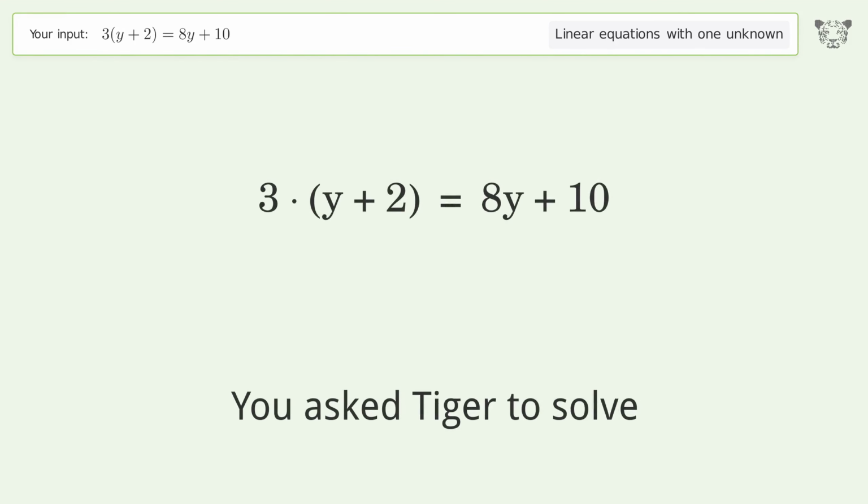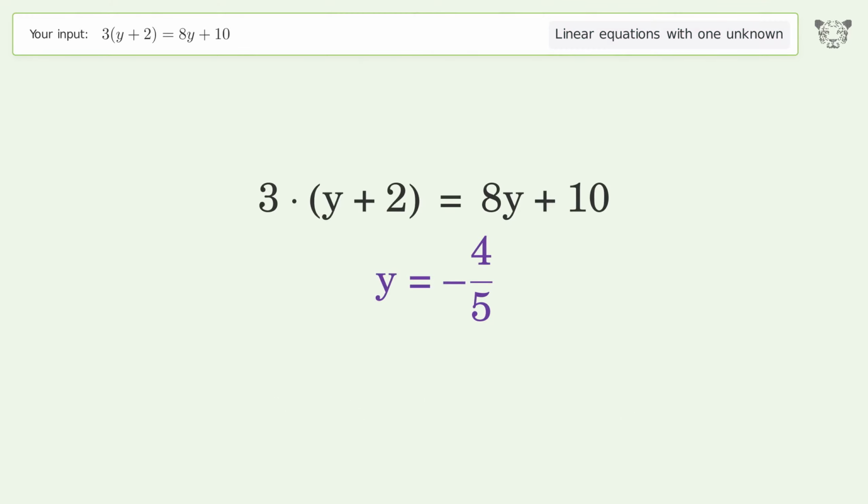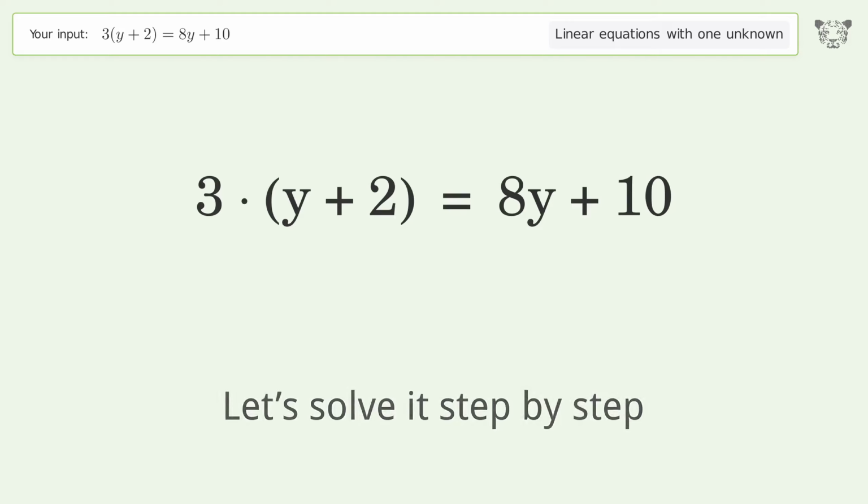You ask Tiger to solve. This deals with linear equations with one unknown. The final result is y equals -4/5. Let's solve it step by step.